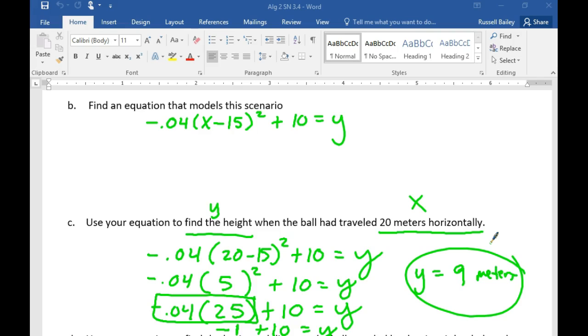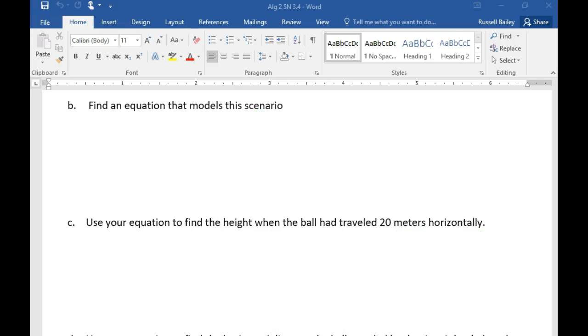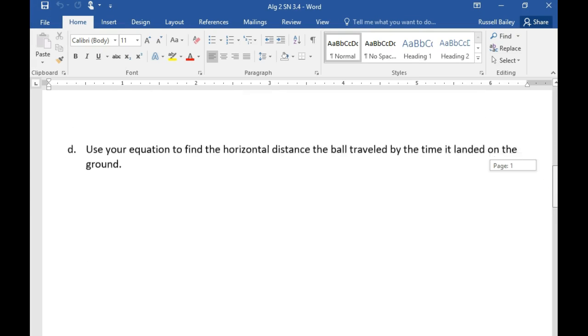If we had to find the distance and we only had the height, it would be the other way. We'd plug in that number for y. Exactly. So let's do one like that. That's our next one. Let's go ahead and take a look at part D. So everybody scroll down to part D there on your notes.